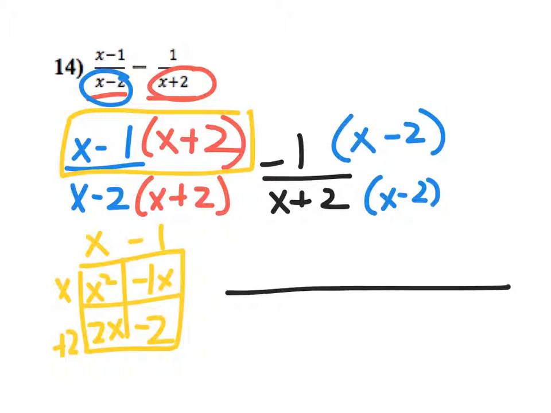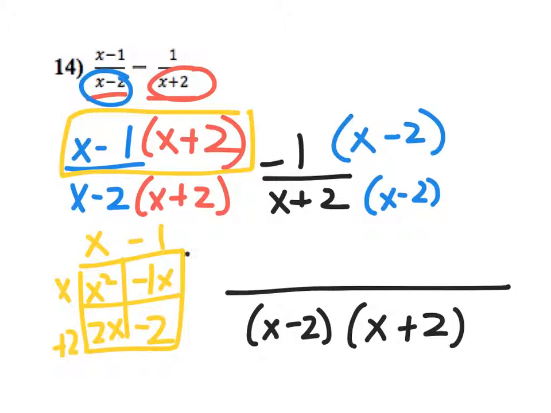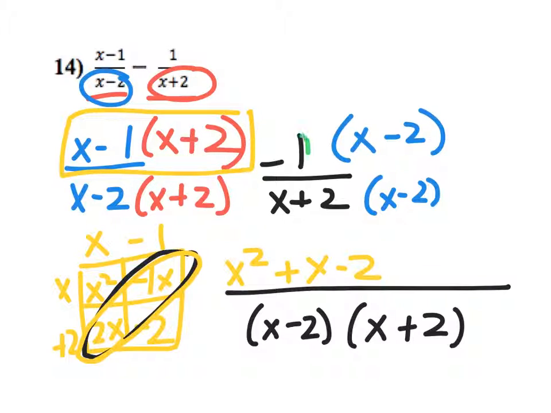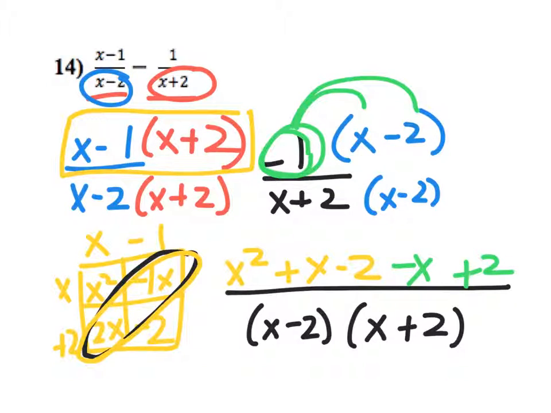The bottom is going to be the same. We have x minus 2 times x plus 2. We're going to simplify this. So I have x squared, and then if I do 2x minus 1x, I get plus x, and then we had a minus 2. For the second half, we're going to take this negative 1 and distribute it. So negative 1 times x is a negative x, and negative 1 times negative 2 is a positive 2.